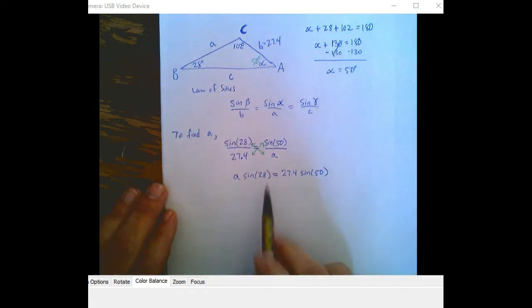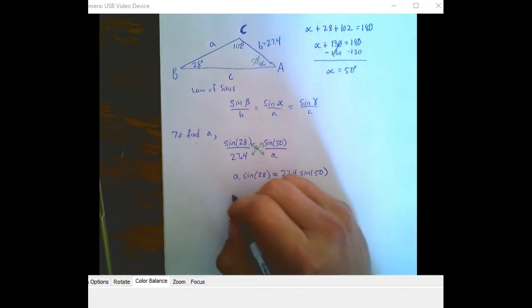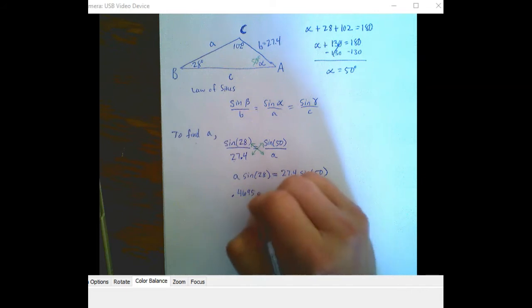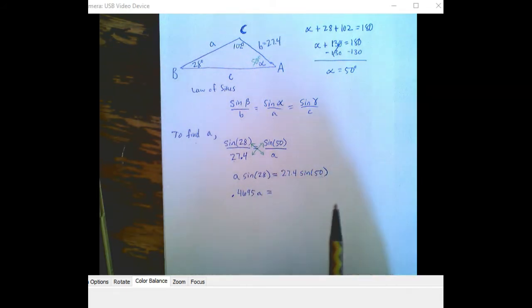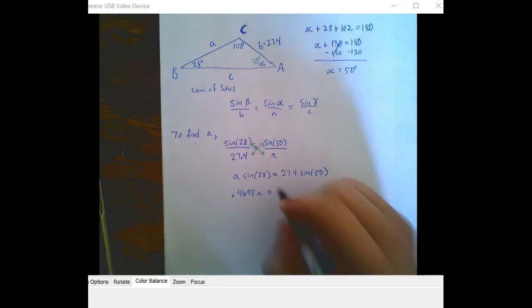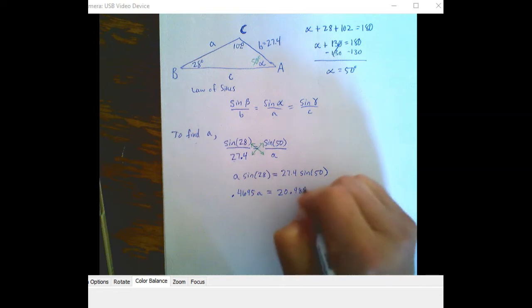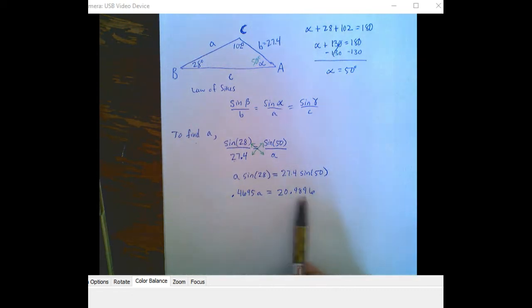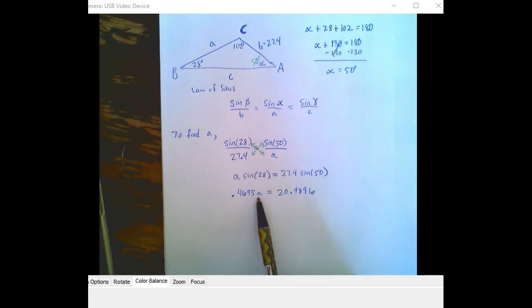So let's go ahead and find out what these values are. What is the sine of 28? Make sure your calculator is in degree mode. Sine of 28 is 0.4695. So this is 0.4695a equals this guy over here, 27.4 times sine 50. This is 20.9896. I like to use 4 decimal places because it avoids any rounding errors that you might encounter. So now to find a, just divide both sides by this decimal here.